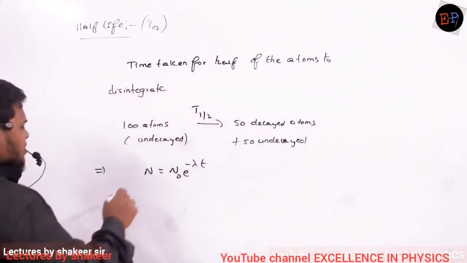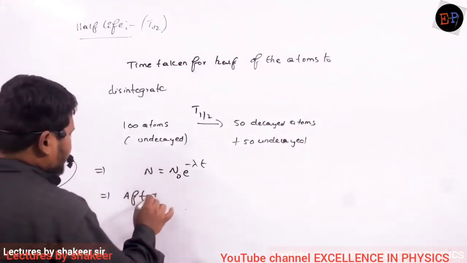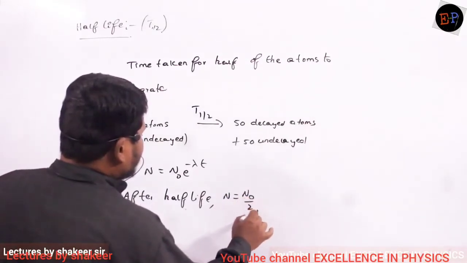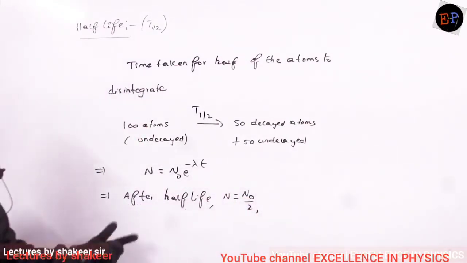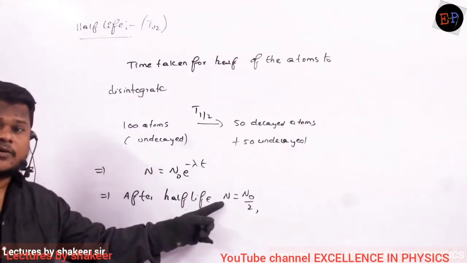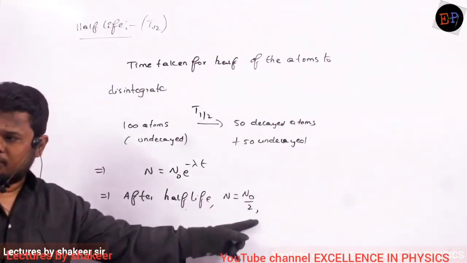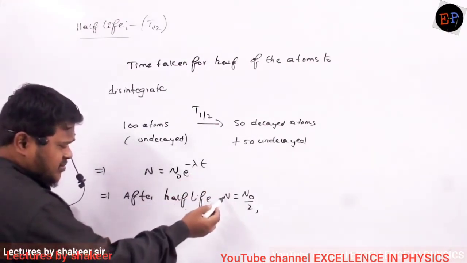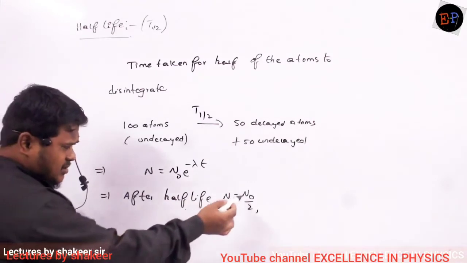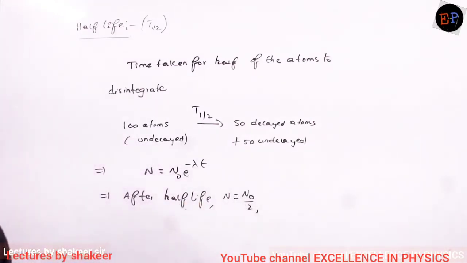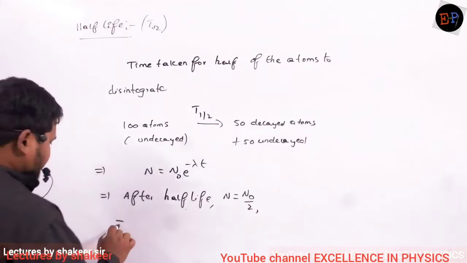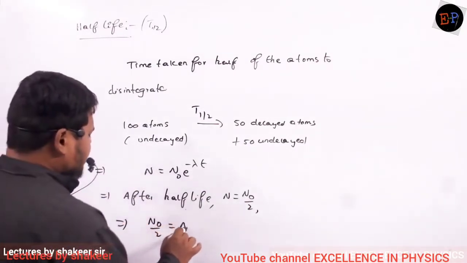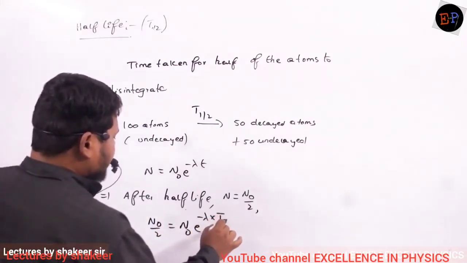Now see. After half-life, N will become N naught divided by 2, no? After half-life, how many atoms should be there which are ready for disintegration? It is only half of the original number of atoms. That is what half-life means. So after a time T, the number of atoms ready for disintegration is N naught divided by 2, where N naught is the initial number of atoms. So substitute here: instead of N, I write N naught divided by 2. So these many atoms are left, and this is equal to N naught e power minus lambda into capital T 1 by 2.